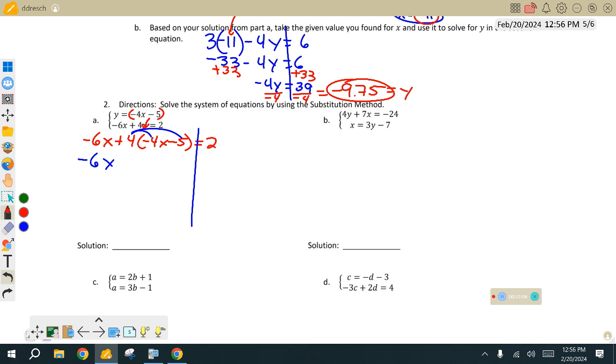4 times negative 4x. 4 times, what is it? Negative 5? Negative 20. Okay. Negative 16x minus 20.